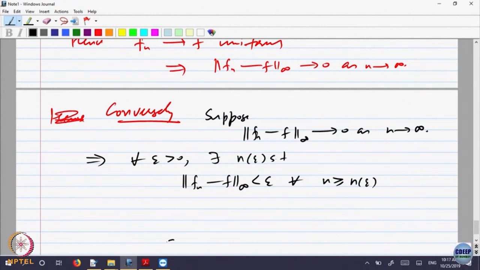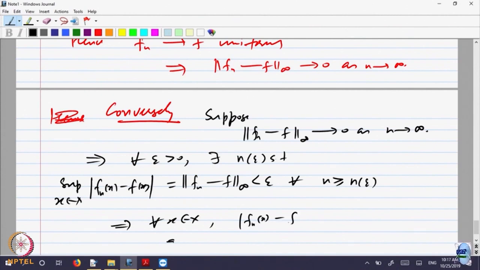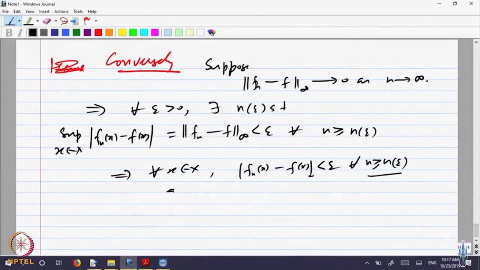But what is this quantity? This is nothing but supremum over x belonging to X. That obviously implies for every x belonging to X, if the supremum is less than epsilon, then every term should also be less than epsilon. So, mod of f n x minus f of x is less than epsilon for every n bigger than or equal to n epsilon. What is the meaning of that? That means the stage is not depending upon x at all. So that is, f n converges to f uniformly.